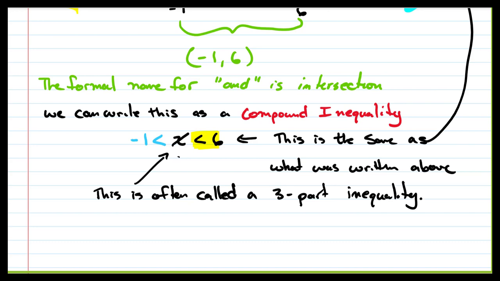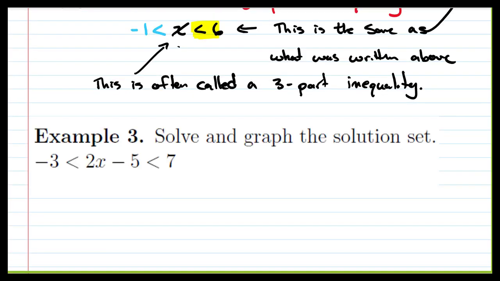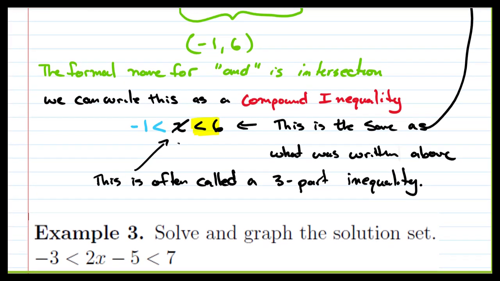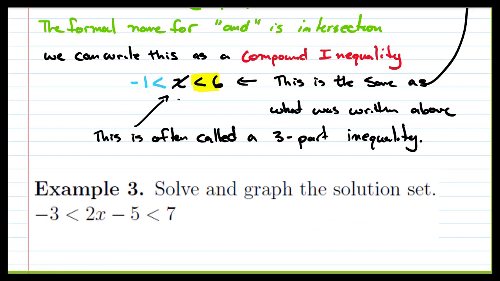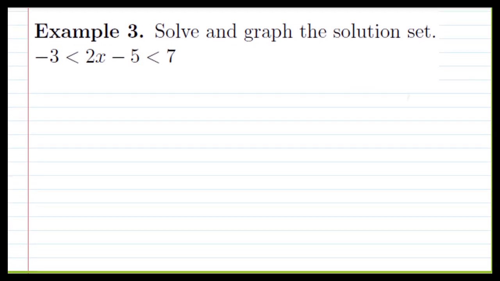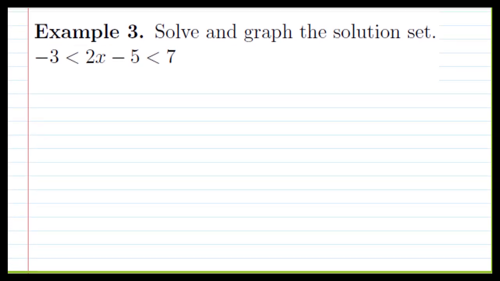All right, so just to remind us, we had been talking about and type inequalities, and when we have something of this form where it has three algebraic expressions connected by inequality symbols, this is a compound inequality of type and, and we often refer to this as a three-part inequality. So example 3 is also an example of a three-part inequality.